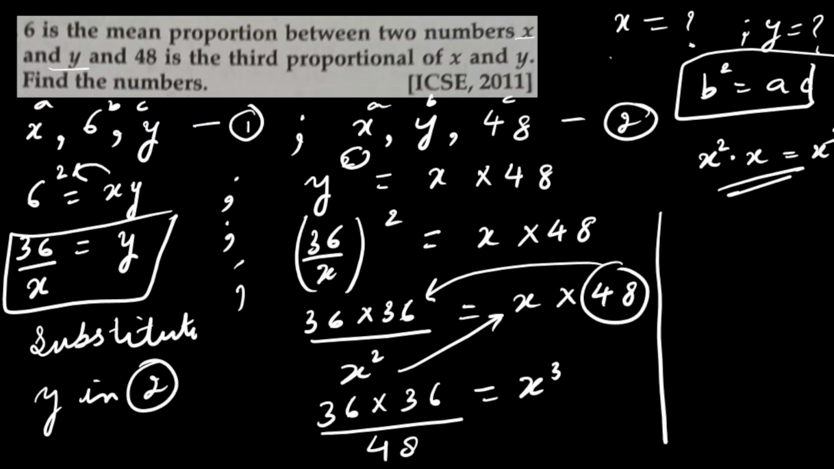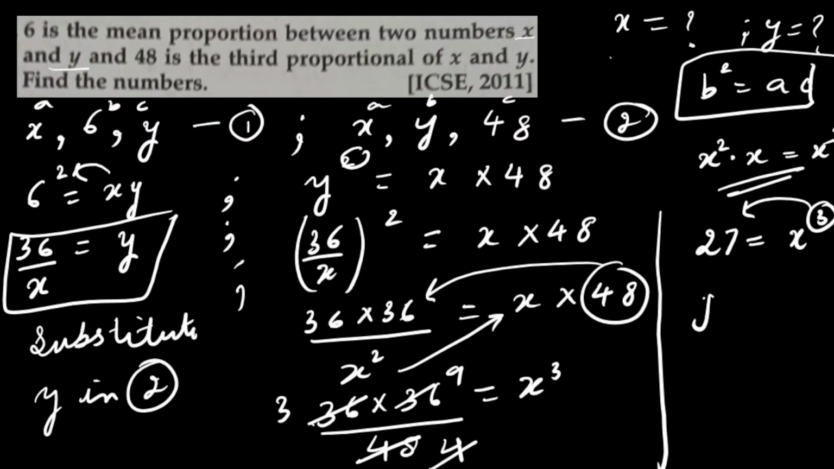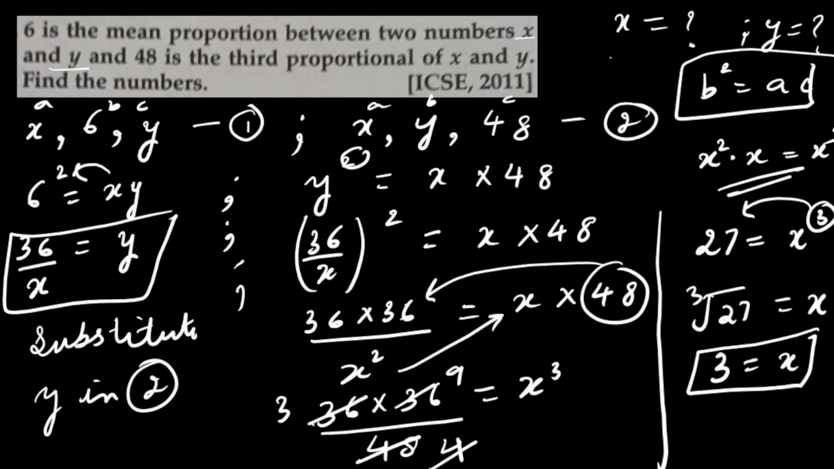If we do cancellation, 12's table we can do, 12 into 3, 12 into 4, and 4's table we can do, 4 into 1, 4 into 9. See, I got 9 into 3, 27. So 27 is equals to x cube. When cube we shift to the other side, it will become cube root. So 27's cube root is equals to x. 27's cube root's value is 3. We all know, many questions we did. So x value we found is 3.